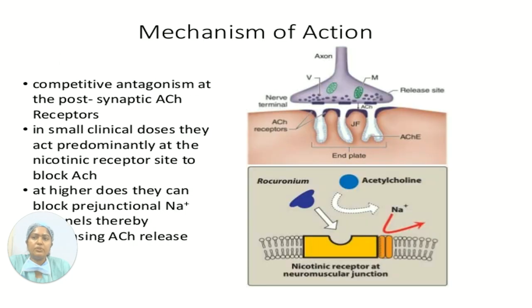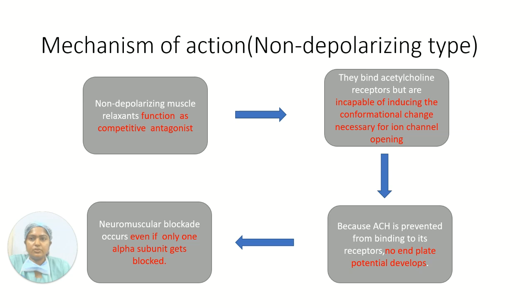Coming to the mechanism of action, they cause competitive antagonism at the postsynaptic acetylcholine receptors. In small clinical doses, they act predominantly at the nicotinic receptor site to block acetylcholine. At higher doses, they can block pre-junctional sodium channels, thereby reducing the release of acetylcholine. So this is the same thing that we have already discussed.